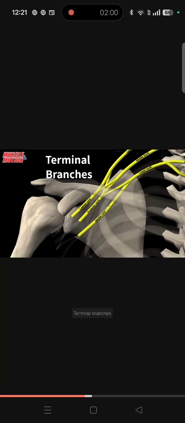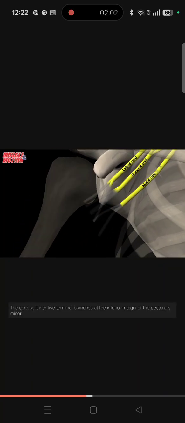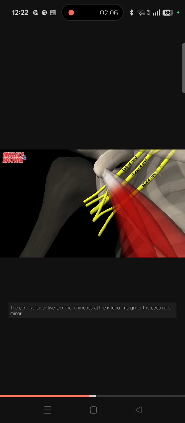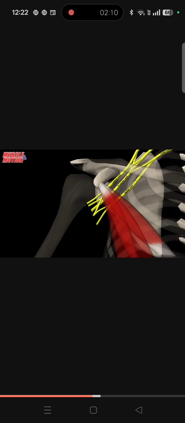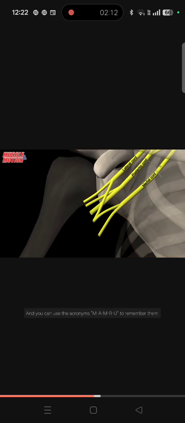Terminal branches. The cords split into 5 terminal branches at the inferior margin of the pectoralis minor. And you can use the acronym MAMRU to remember them.